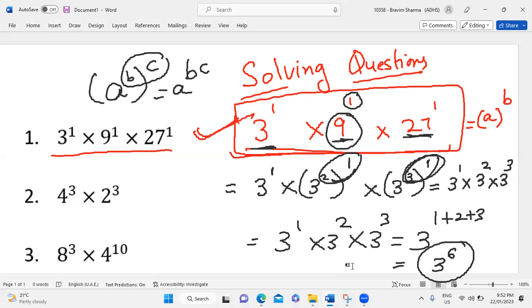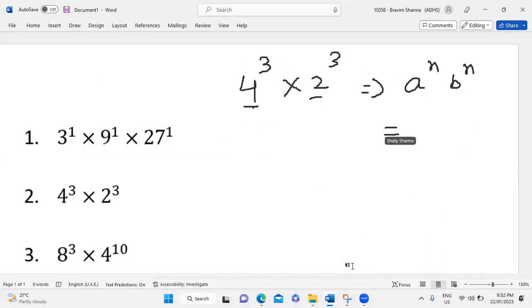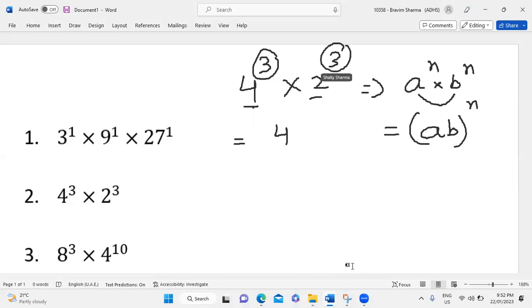Okay. So now the second question, we have 4 cubed times 2 cubed. Again, I see that here the bases are different. Now this question can be solved in two ways. First is, if you have a to the power of n times b to the power of n in multiplication, I can write it as ab and then whole raised to the power of n. So here I can do it like 4 times 2, because the powers are the same, only then you can do it. So 4 times 2 and whole raised to the power of 3, which is 8 to the power of 3.